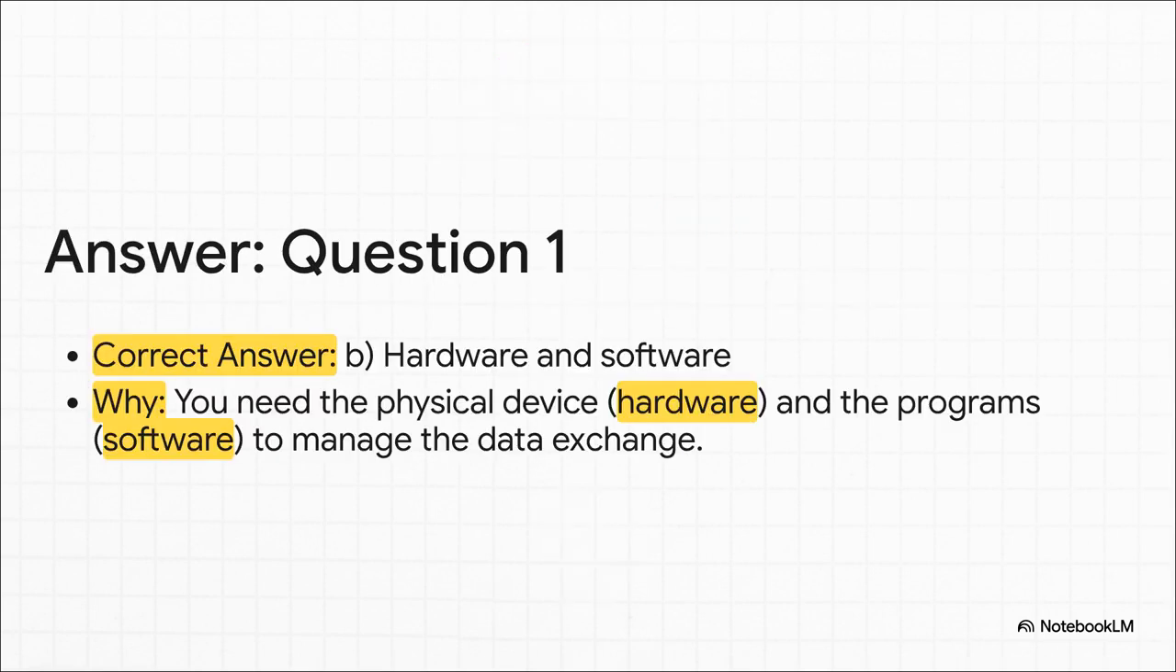The correct answer is B, hardware and software. Here's why. You absolutely need the physical device itself, the hardware, and you need the programs that tell it what to do, the software. Option A is wrong because data is the thing being sent. It's not a core component of the device. And option C is just too vague. System isn't precise enough. It's always hardware and software working together.